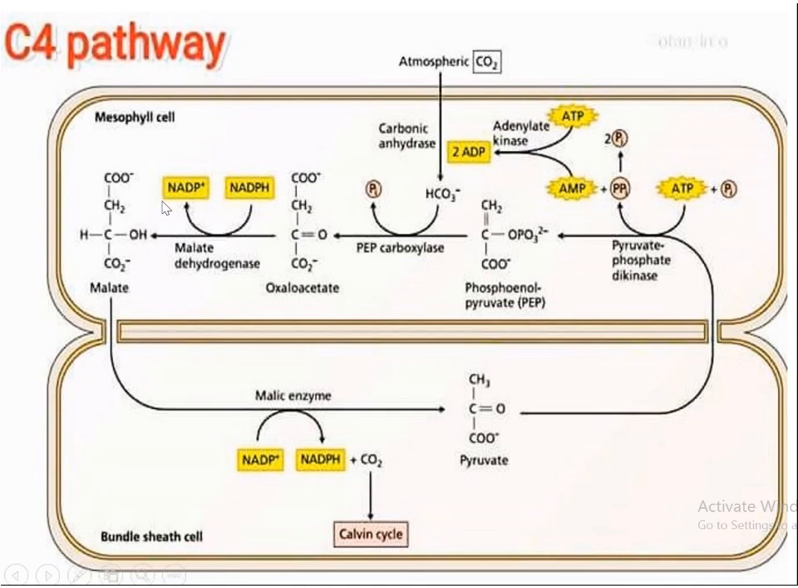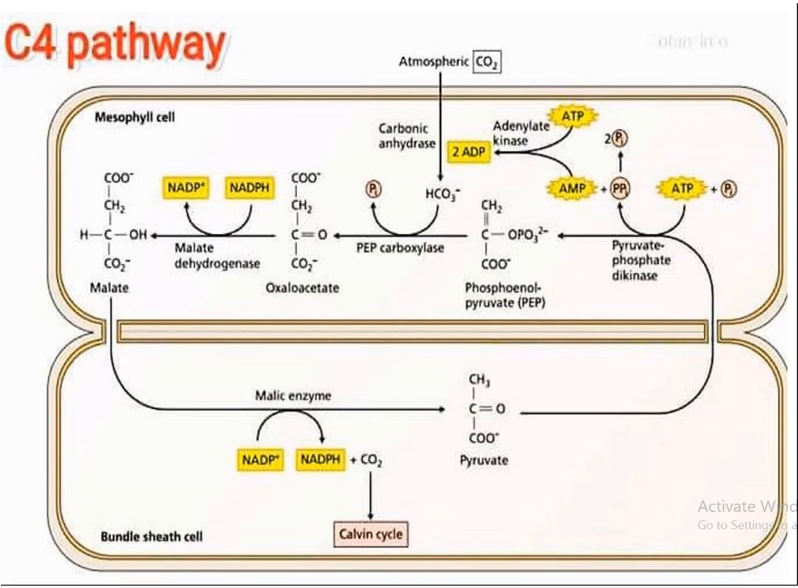Now let's talk about the first part in the mesophyll cells. The first carbon dioxide fixation occurs here. Atmospheric carbon dioxide combines with the 3-carbon phosphoenol pyruvic acid to form the first stable product, oxaloacetate. This reaction is catalyzed by the enzyme phosphoenol pyruvate carboxylase.